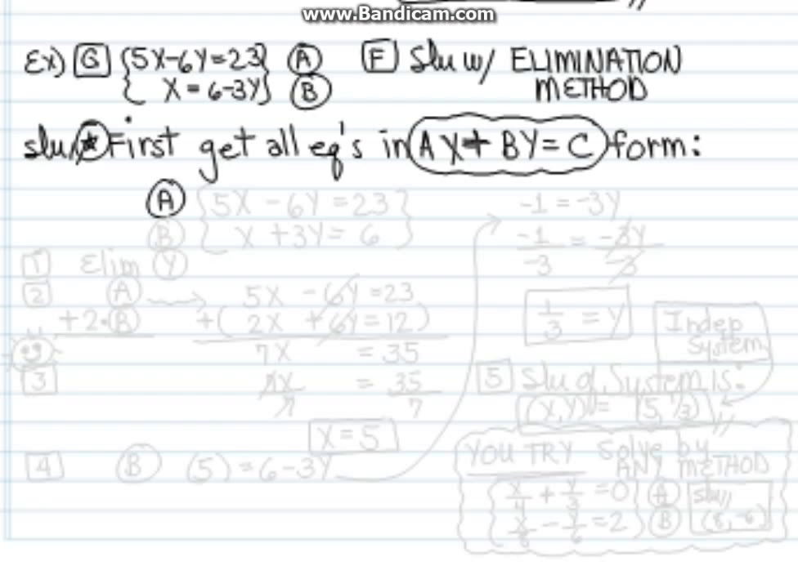Equation A is already in the form 5 times x minus 6 times y equals 23. Equation B takes a little work to get it into that form. Let's see, the x is okay, and then add the 3y equals the number 6. So there's our system where we have the x's lined up, the y's lined up, the equal signs lined up, and the numbers lined up.